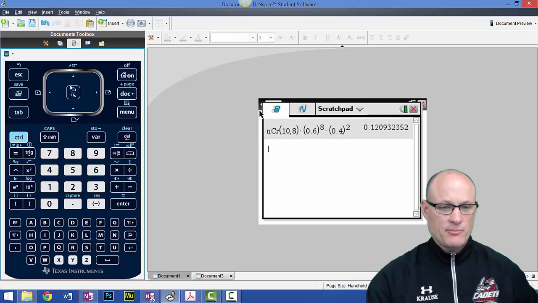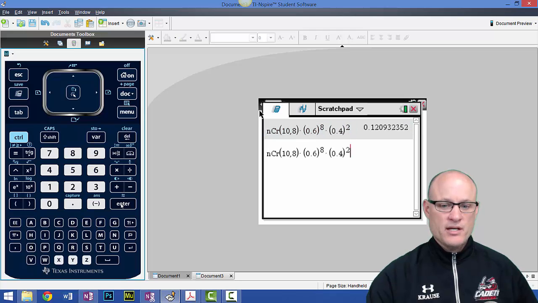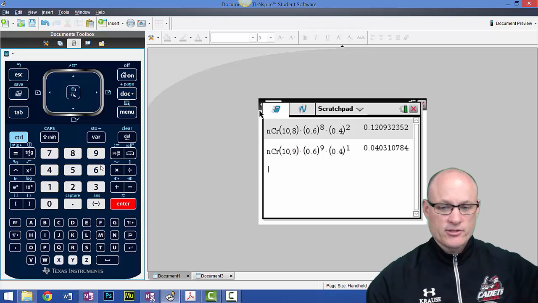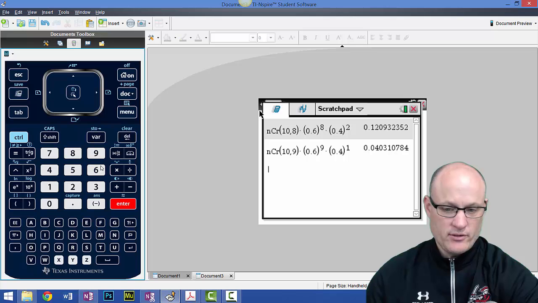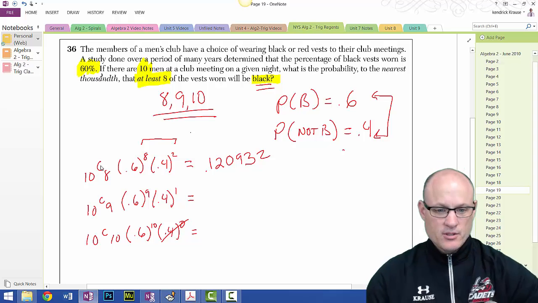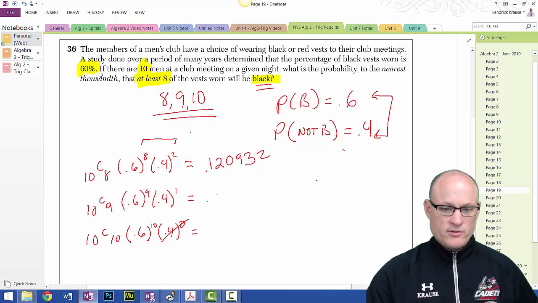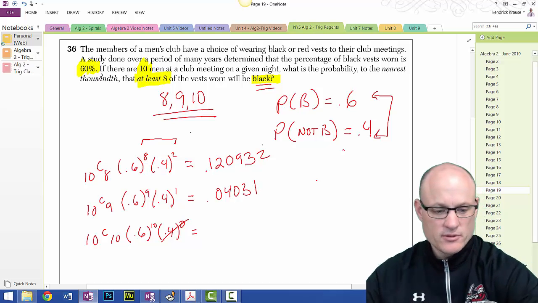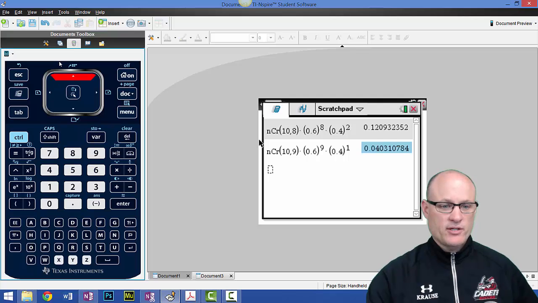I hate typing that in, so I'm not going to do that again. Hit enter. I'm going to change this to a 1, and change this to a 9. Be careful. Change this to a 9 and hit enter, and I get 0.04031. Good enough.